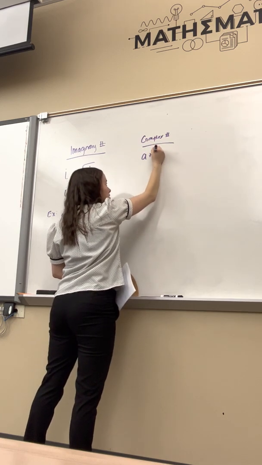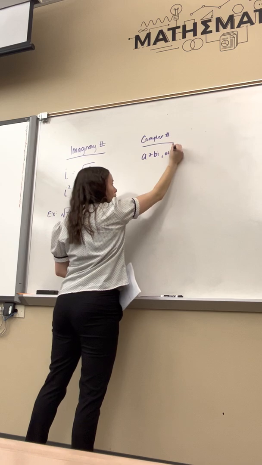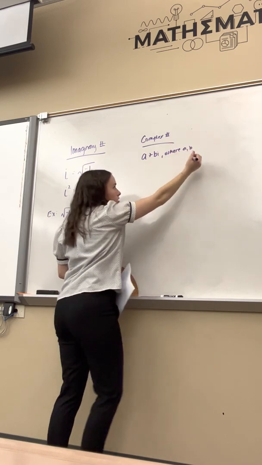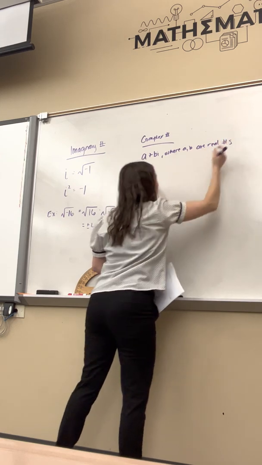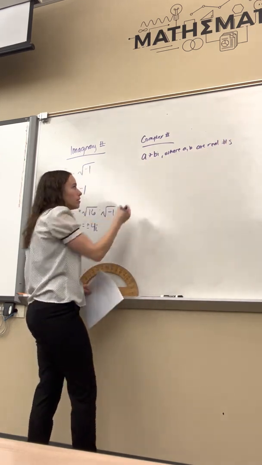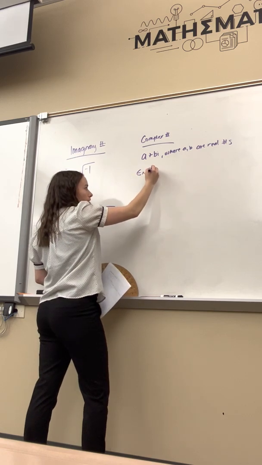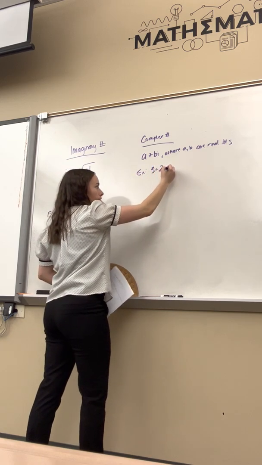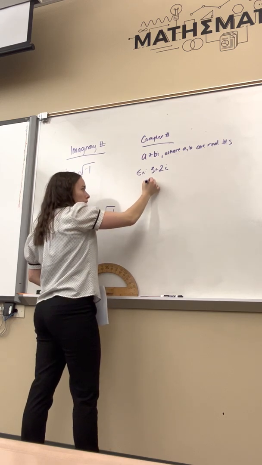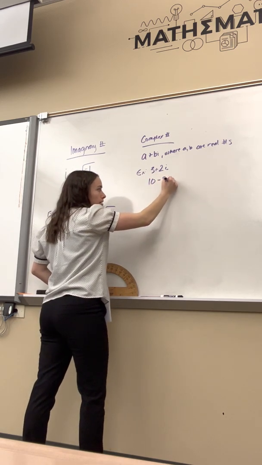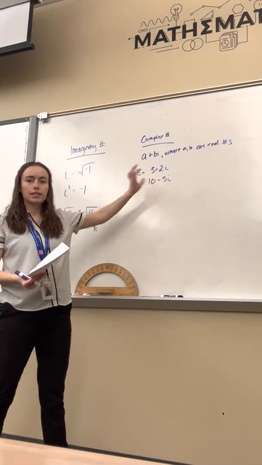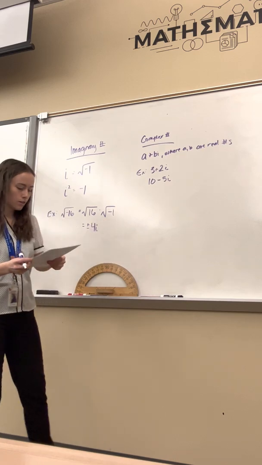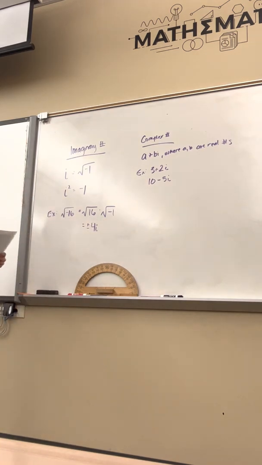It says a plus bi, where a and b are real numbers. So i is imaginary, a and b are real. An example of this is going to be like 3 plus 2i, or 10 minus 5i. So it's just taking an imaginary number and adding other stuff into it. All of these new examples are just how to deal with imaginary numbers and complex numbers.